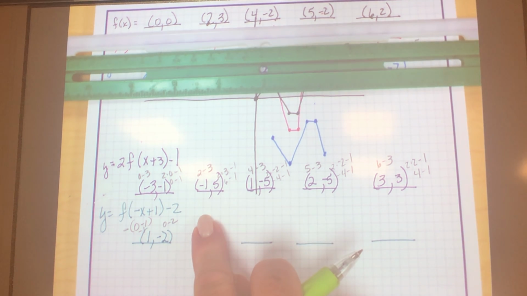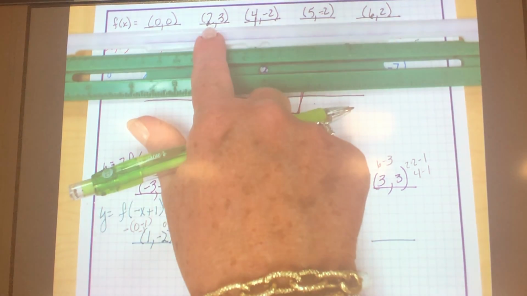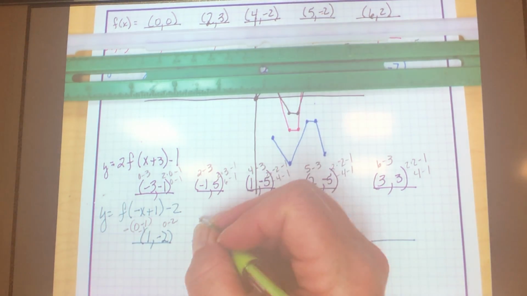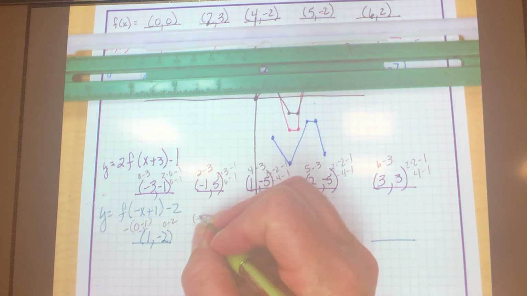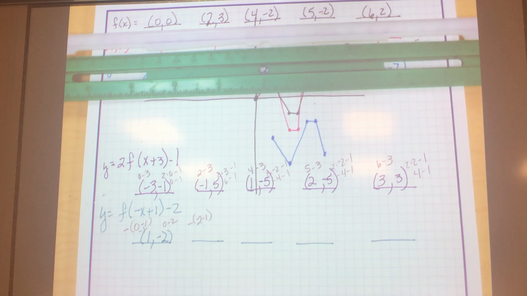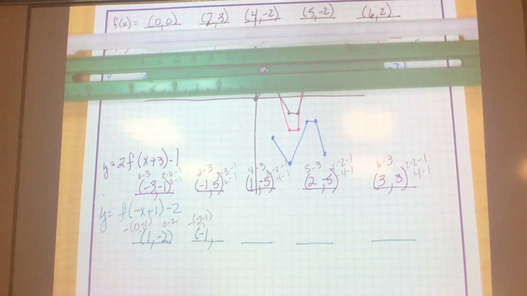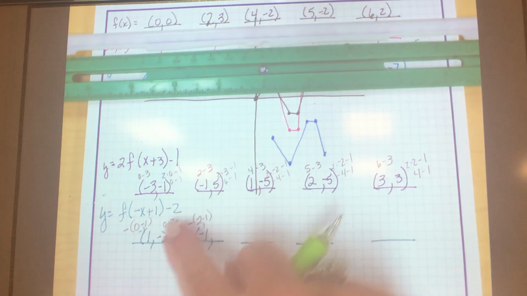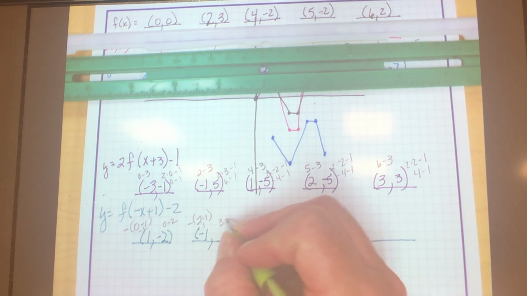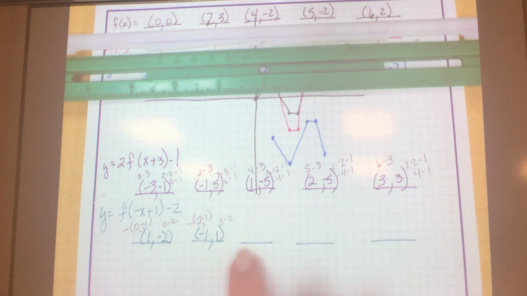Do the same thing for these x's. I'm going to say, this one's a 2. 2 minus 1, and then change its sign. That's what that does. Change his sign last. What's 2 minus 1? What's the opposite of 1? My y's, 3 minus 2. What's 3 minus 2? Okay, you see if you can do those 3.